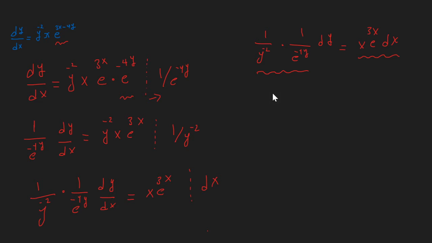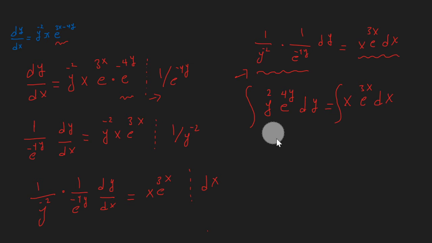Now let's rewrite this in a simpler form. We can say that this is y squared multiplied by e to the 4y dy equals x e to the 3x dx. Now what we need to do is integrate both sides to solve it. So how do we integrate this part?